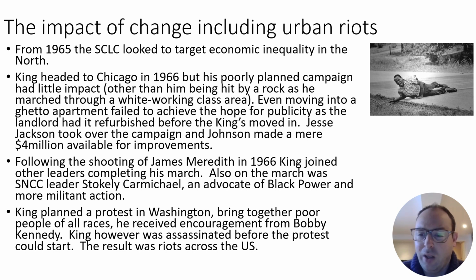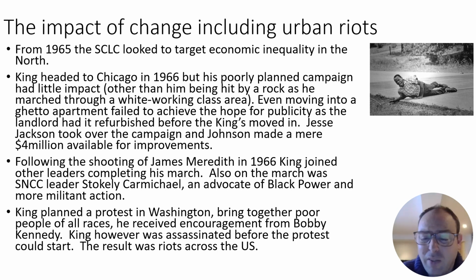King was going to make a show by moving his family into a ghetto apartment, but this didn't get the publicity he was hoping for, because the landlord got word of this and quickly refurbished the apartment to make sure it was of a good standard before King and his family moved in. So King didn't really have any clear aims on exactly what he was going to achieve, and he left Chicago and left Jesse Jackson in charge, and took over the campaign.